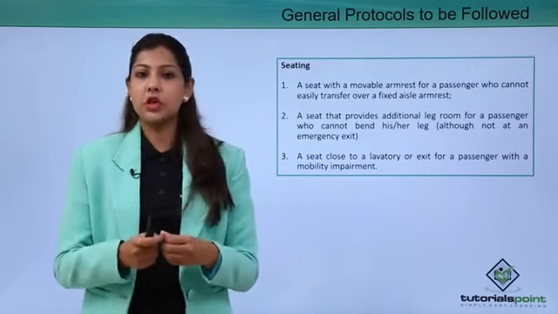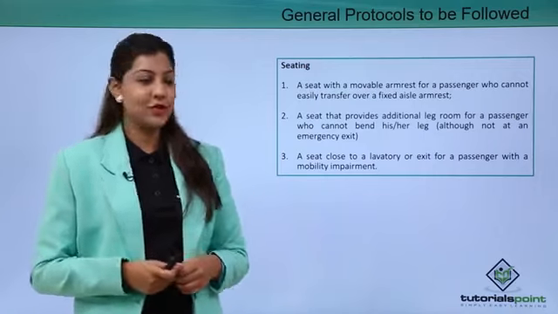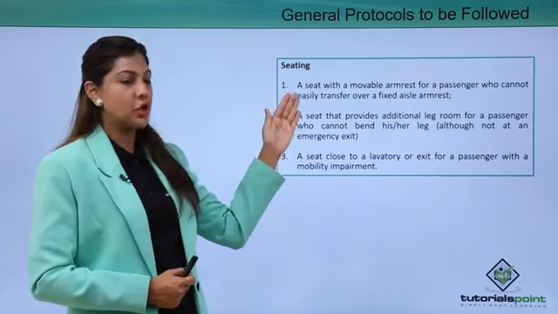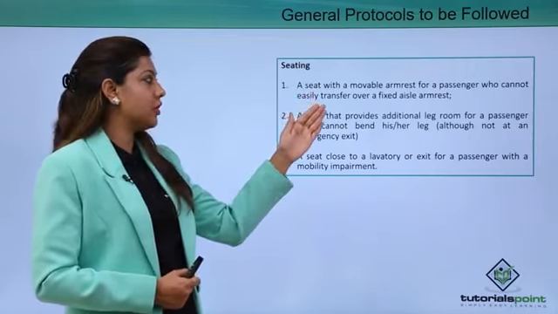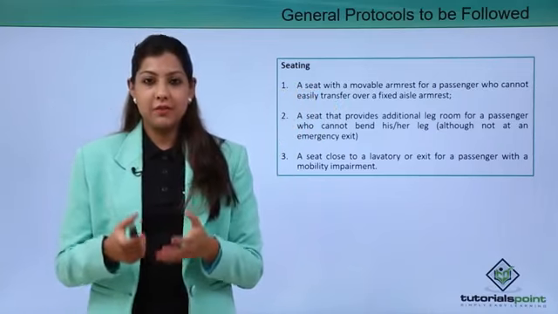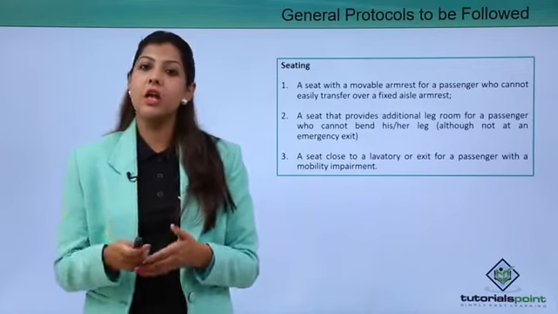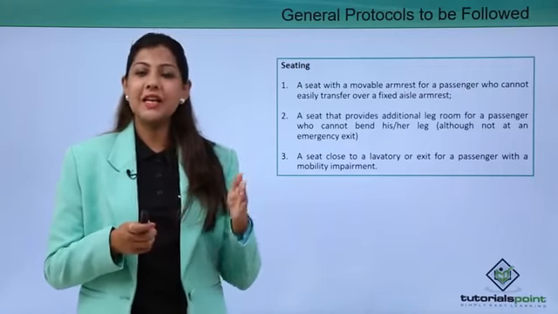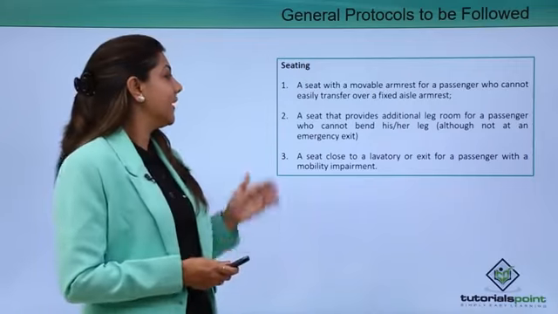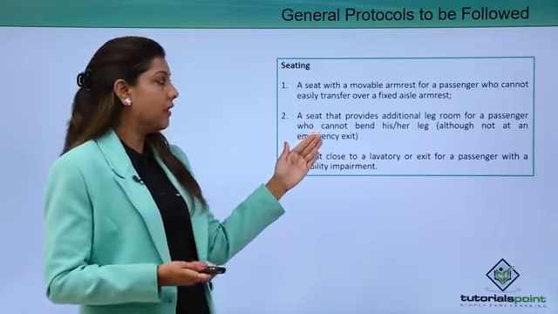Well, there have to be certain protocols for seating arrangements for passengers with special needs. A reduced mobility passenger needs to be seated on a seat with a movable armrest, for a passenger who cannot easily transfer over a fixed aisle armrest. It is very important that people sitting in these seats have a movable armrest, so that people with reduced mobility can easily fit into those seats without too much difficulty.